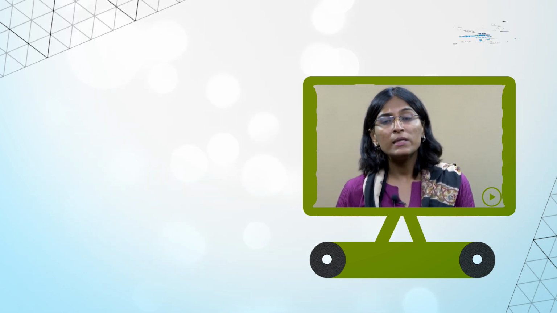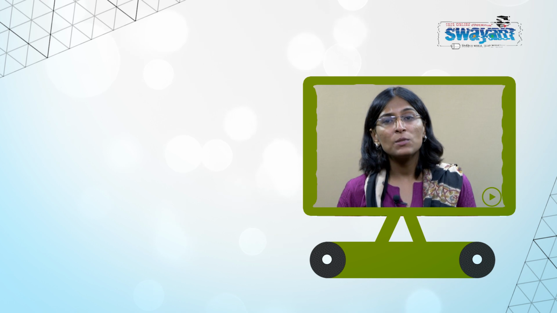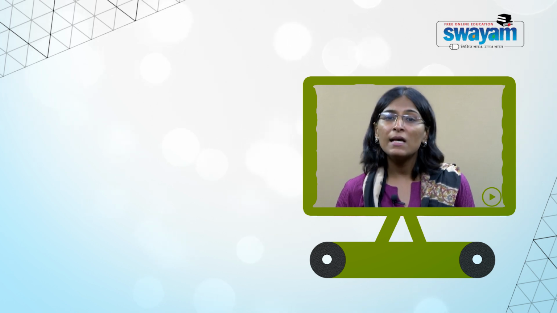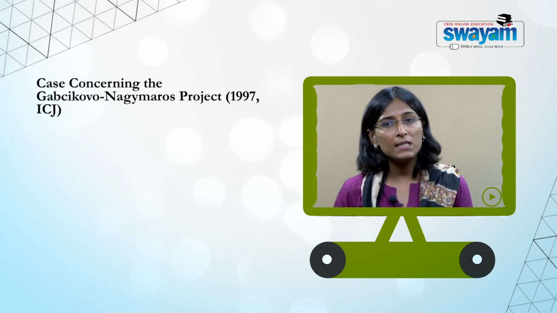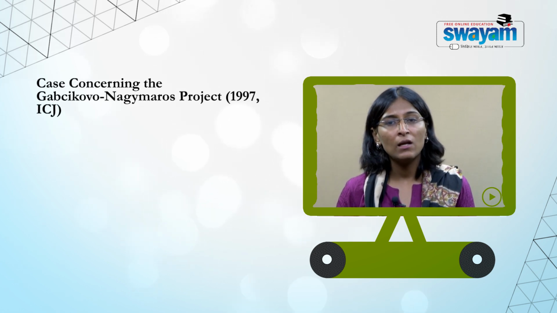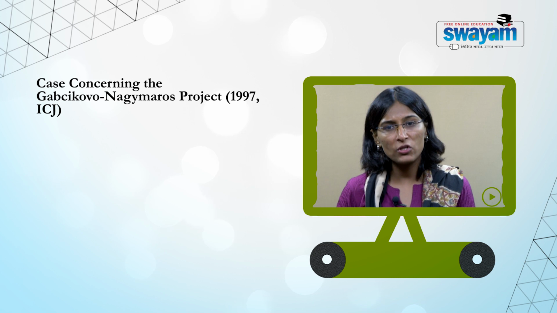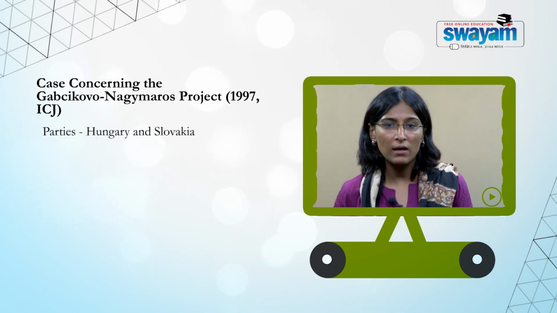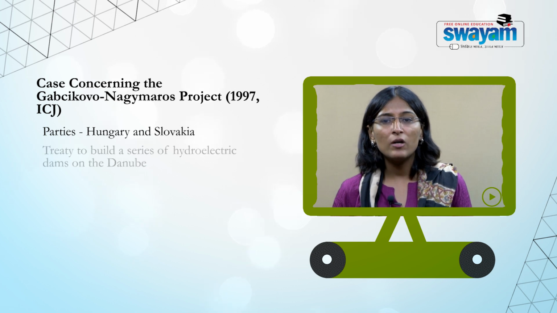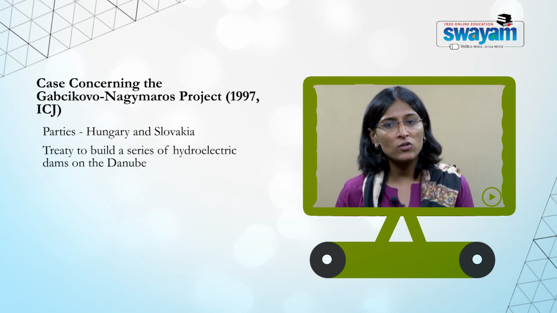One of the few instances where the concept of sustainable development has been considered by the International Court of Justice is the 1997 case concerning the Gabcikovo-Nagymaros project. The parties to this case were Hungary and Slovakia, and the case concerned a treaty to build a series of hydroelectric dams on the river Danube.